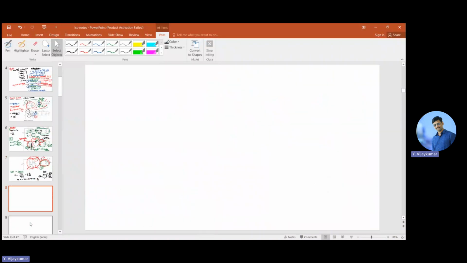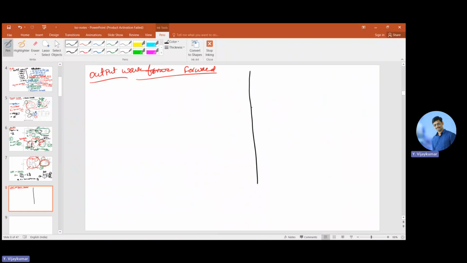Now, let us discuss the output waveforms for a forward converter. Since the operation is similar to the buck converter, the waveforms are also more or less the same as the buck converter. This will be the on time.